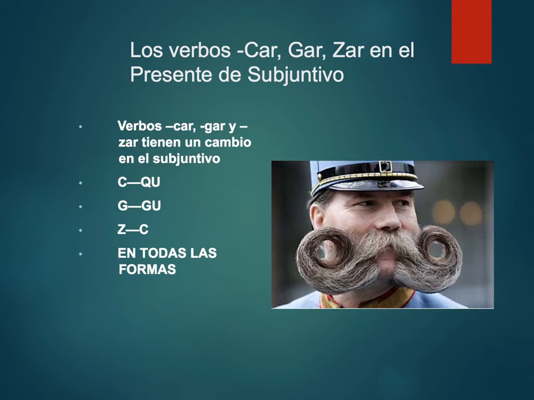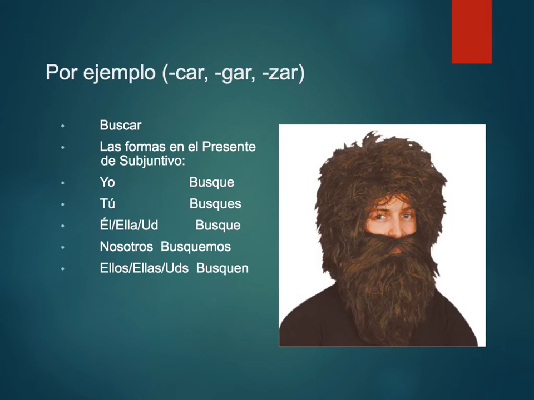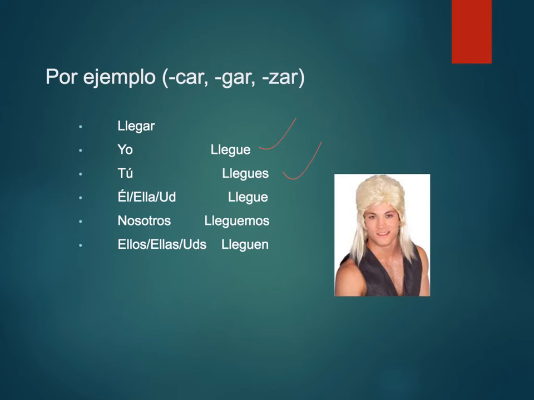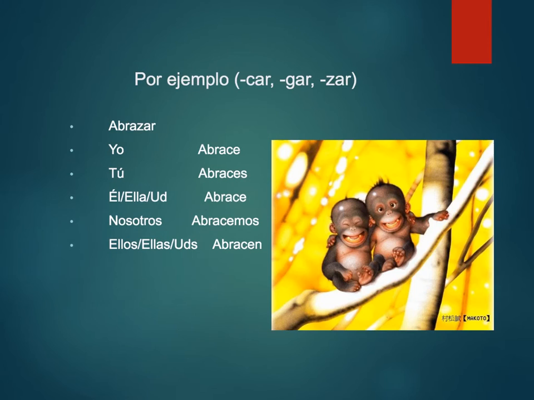Right? Now, -car, -gar, -zar verbs, that weird spelling change that we sometimes got with preterite, C to QU, G to GU, Z to C, that's going to happen in all my forms in present subjunctive. Buscar: busque, busques, busque, busquemos, busquen. Llegar: llegue, llegues, llegue, lleguemos, lleguen. Right? -zar, so Z to C: abrace, abraces, abrace, abracemos, abracen. All the forms.